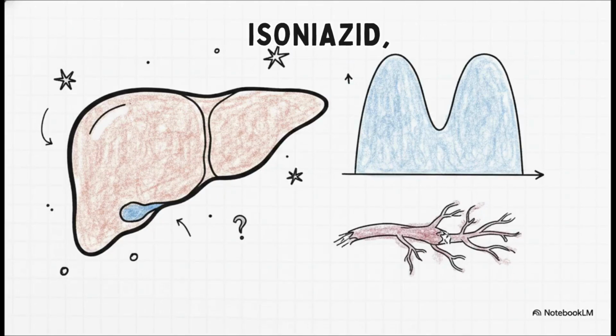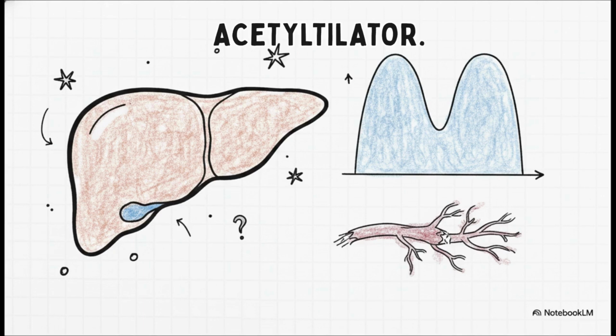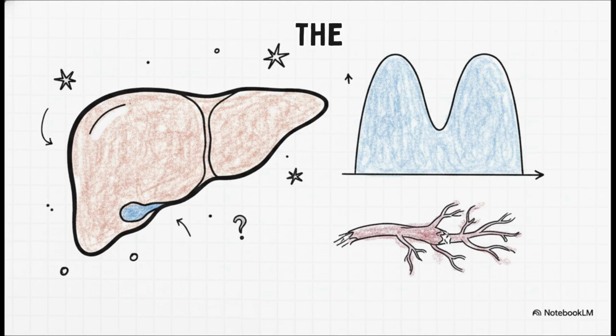Next up, we have acetylation polymorphism. You need to know the isoniazid, or INH, story inside and out. INH relies on hepatic acetyltransferase to be metabolized, and this actually shows a bimodal distribution in the general population. Basically, you're either a slow acetylator or a fast acetylator. Slow acetylators accumulate the drug, stretching its half-life out to about 3 hours. Fast acetylators, they clear it really fast, with a half-life of just 1 hour.